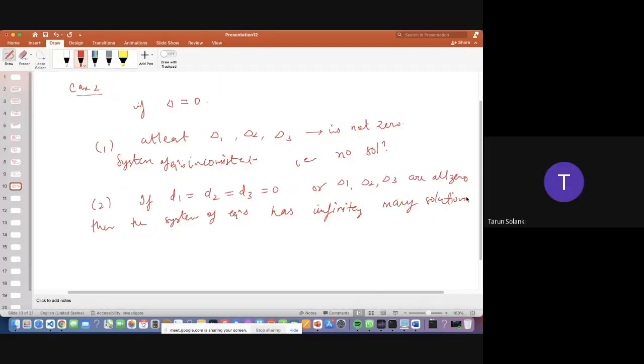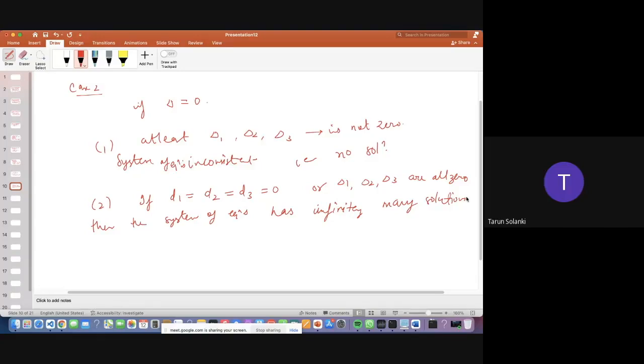Next, this slide. We're going to take two examples based on this Cramer's rule. Then we're going to wind up the session here, and from the next lecture we're going to start with the solved examples for this unit, because the theory part is over. The concepts are all just the same. This Cramer's rule is very important.